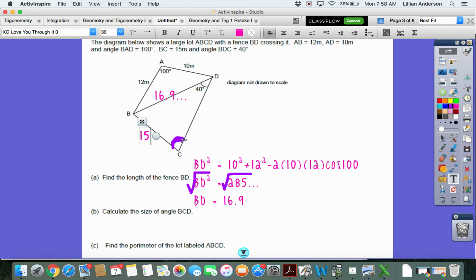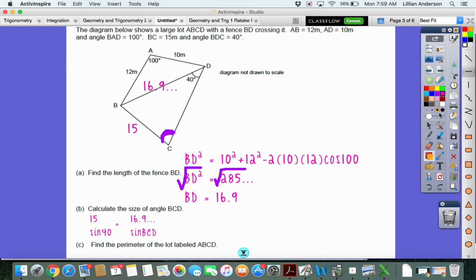If you notice within this triangle, you have two sides and a not included angle, which means you're going to use the sine rule to figure this out. So it's going to be 15 over the sine of 40. Let me make this one a little bit smaller. 15 over the sine of 40 equals 16.9 and whatever the rest is, because I am using the exact answer here, over the sine of angle BCD. That's what we're looking for.